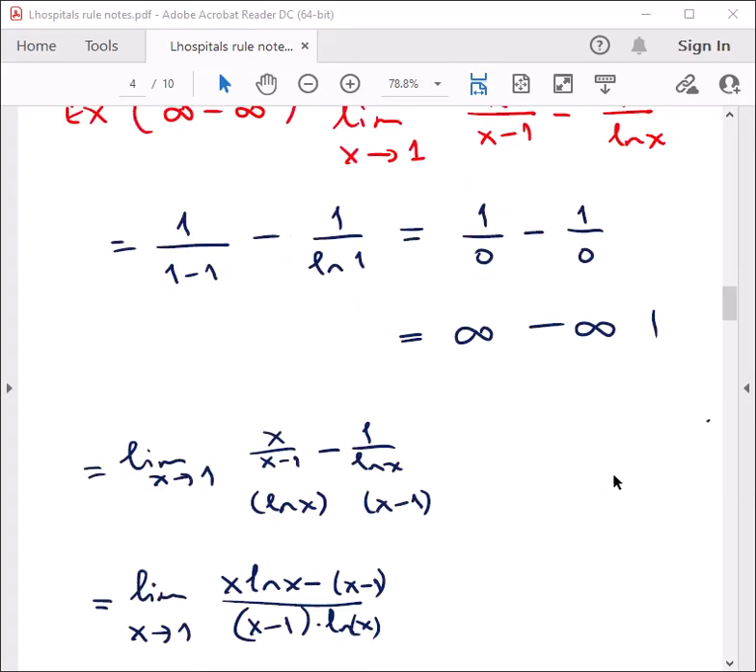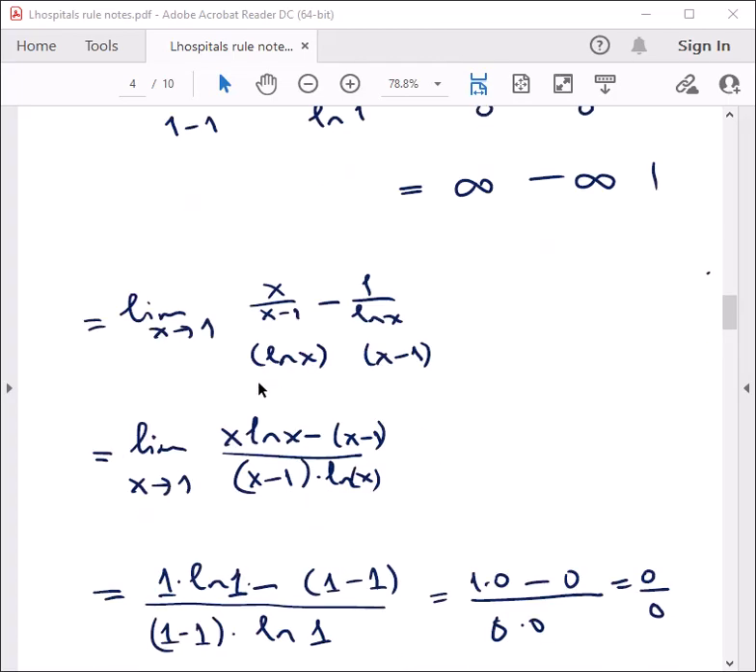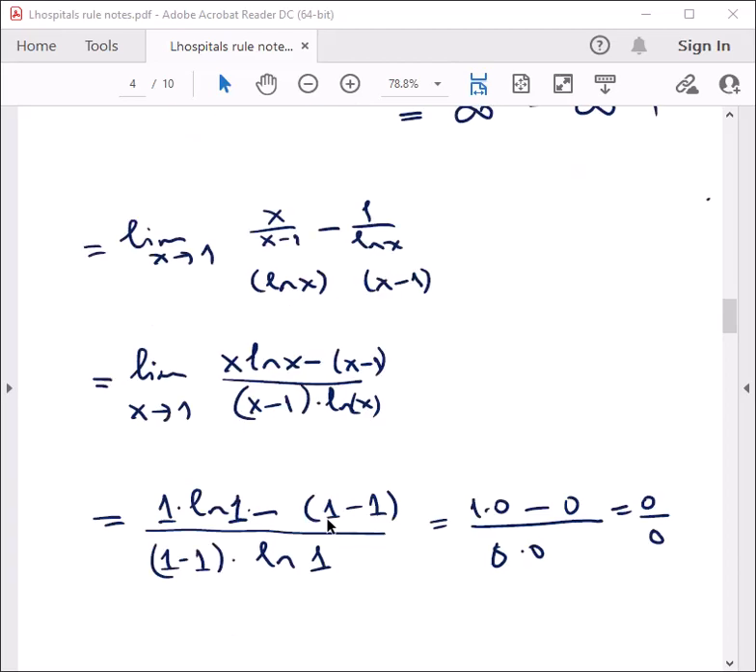So we then make the denominators equal by cross expanding. It's going to give x ln x minus x minus 1 divided by x minus 1 times ln of x. By the way, this should have been x goes to 1 from the right. Anyway, so when we make the denominators equal here, it's going to be equal to x ln x minus x minus 1 divided by x minus 1 times ln of x. So when x goes to 1, we are going to have 1 times ln of 1 minus 1 minus 1 over 1 minus 1 times ln of 1. ln of 1 is 0, 1 minus 1 is also 0, so we are going to have 0 over 0.